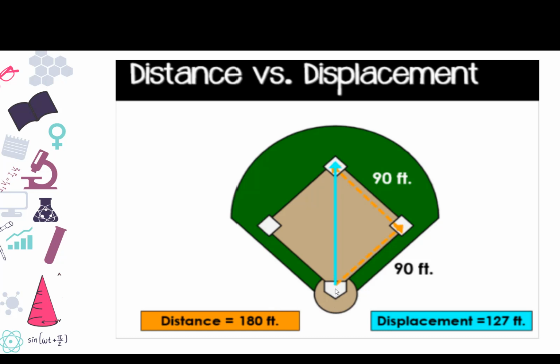Here, the runner goes from home to first and first to second. So the distance they ran was 180 feet, but their displacement is only 127 feet because displacement is always changing the position from where they originally were. So we would just measure the starting point to their ending point, and that would be displacement.